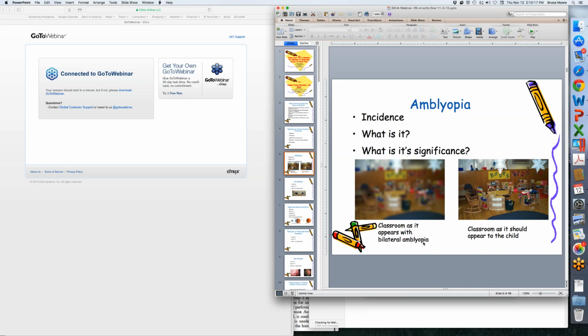What is amblyopia? Amblyopia essentially is reduced vision, typically in one eye, occasionally in both eyes, that is not alleviated simply by putting a pair of glasses on.